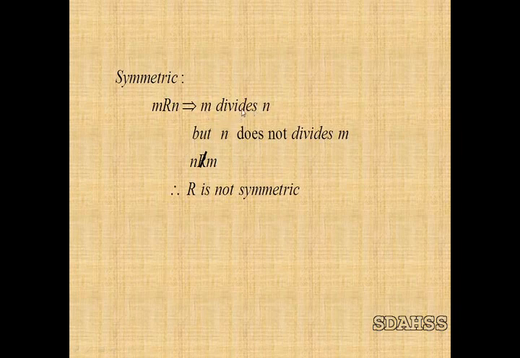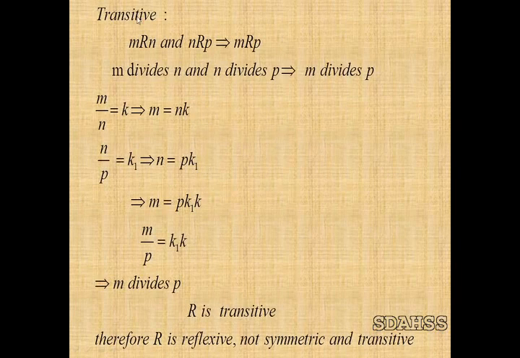4 divided by 2 is 2. Similarly, 2 divided by 4 is 1 by 2. So N does not divide M. So N is not related to M. So R is not symmetric.